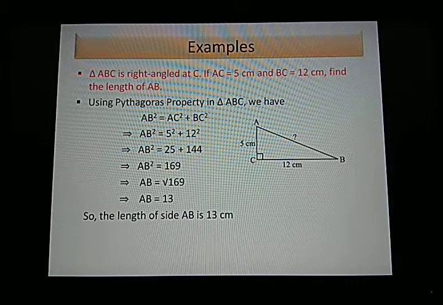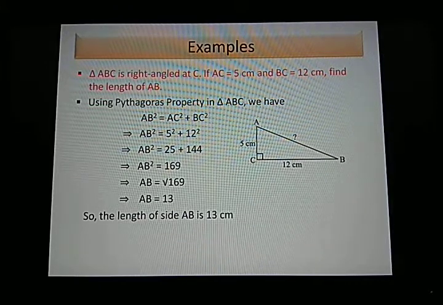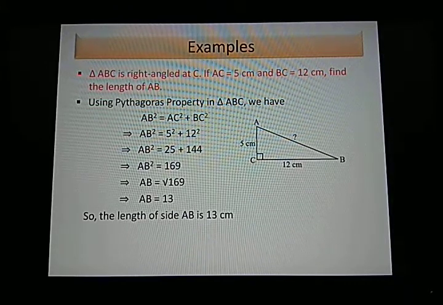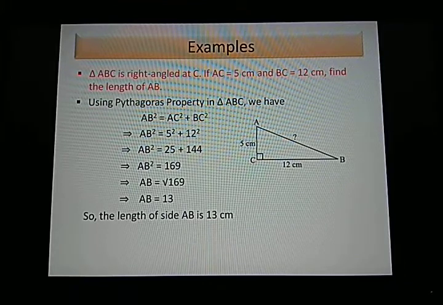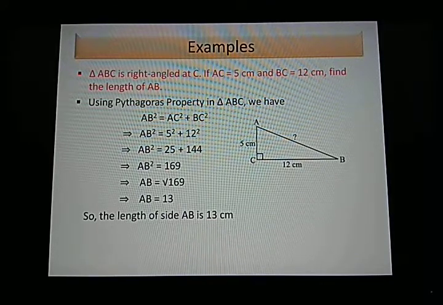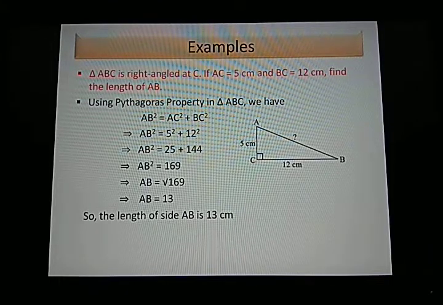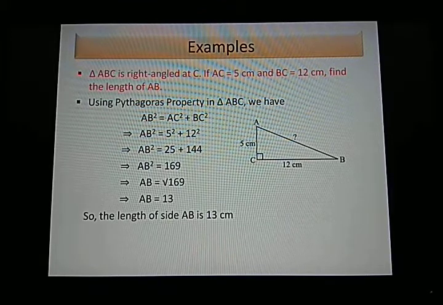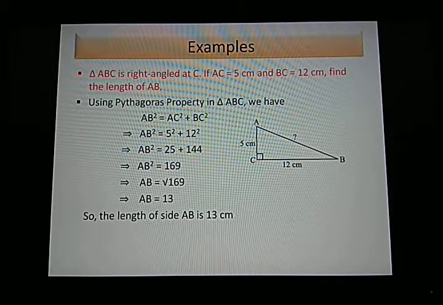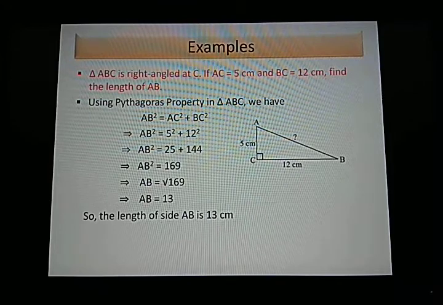I hope you all have understood today's class. There are a lot of questions given in your textbook. You can try them out. This Pythagoras property is quite interesting. And this Pythagoras property can only be applied in the case of a right angle triangle. It will not hold true in the case of other kinds of triangles that we have learned.